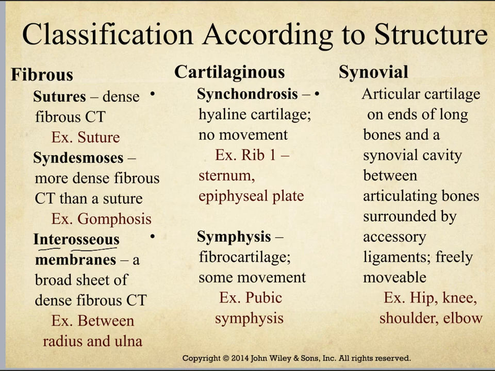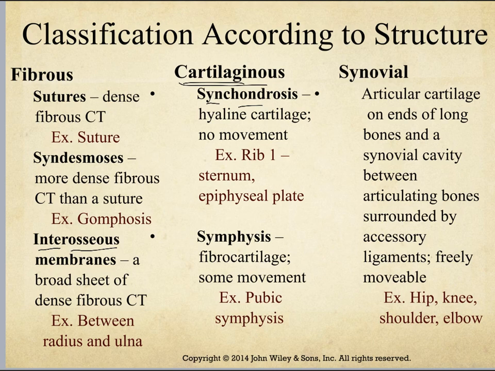The next structure is a cartilaginous structure. As its name implies, we're looking for something that's going to be made up of cartilage. So the first is a synchondrosis. We break apart the word again: synchondrosis, with cartilage. We find anything that is connecting using hyaline cartilage. For example, rib 1 to the sternum.